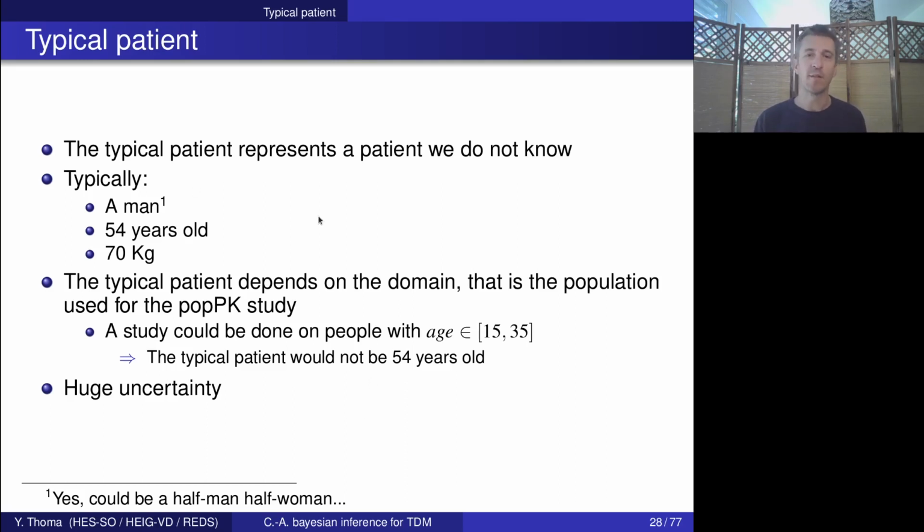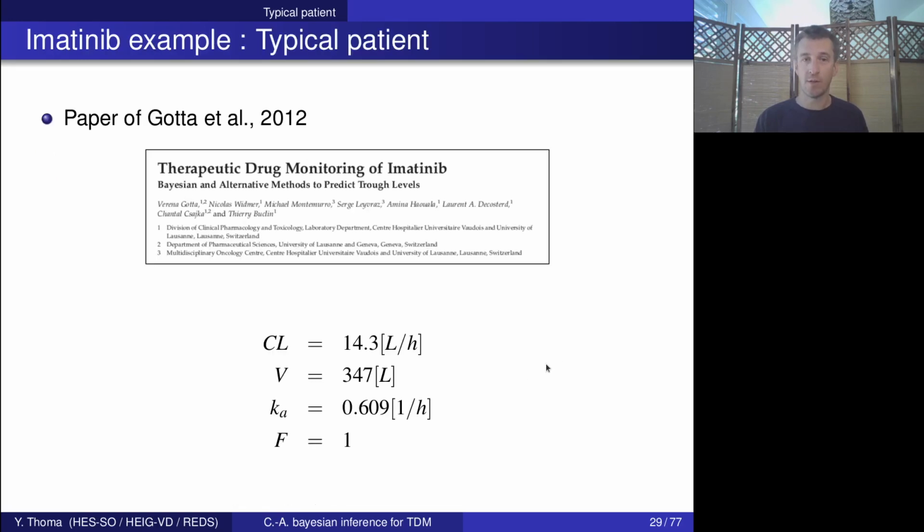That's still something that we could discuss. But obviously, if we use a pop-PK study where the people had the age between 15 and 35, the typical patient wouldn't be 50 years old. So it would be a different patient. Same for neonates, for instance. You wouldn't have the same age for the typical patient. But still, we can do this with kind of a huge uncertainty.